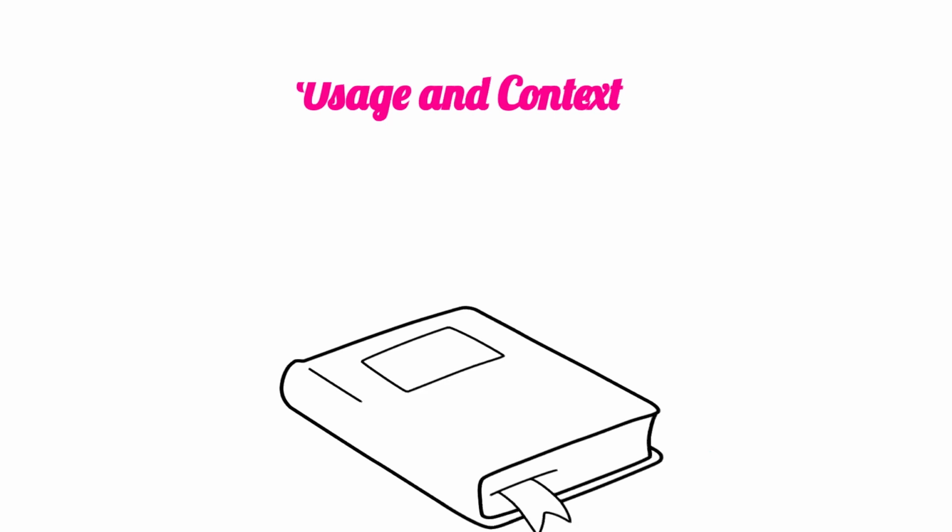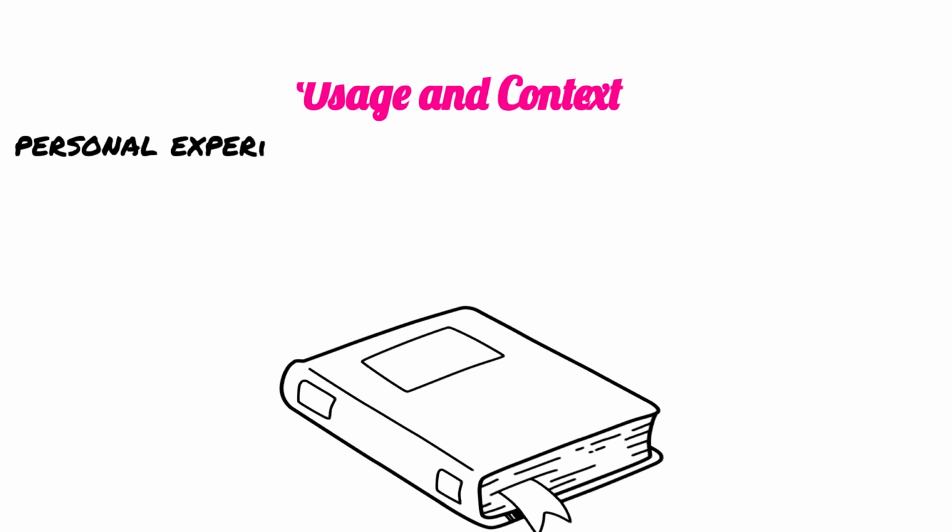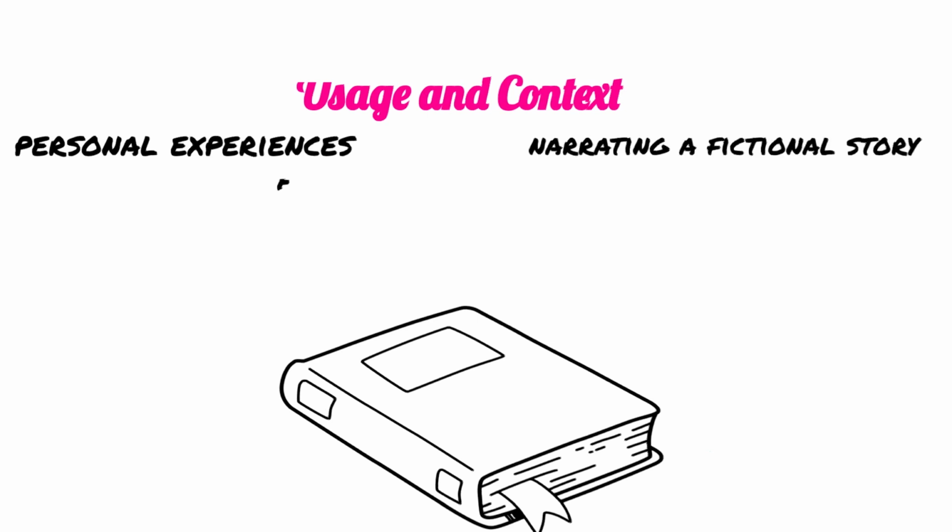Past continuous tense is often used to set the scene or provide background information in storytelling. It helps create a sense of atmosphere and immerses the reader or listener in the narrative. Whether you're describing past events, recounting personal experiences, or narrating a fictional story, past continuous tense brings your narrative to life and engages your audience.